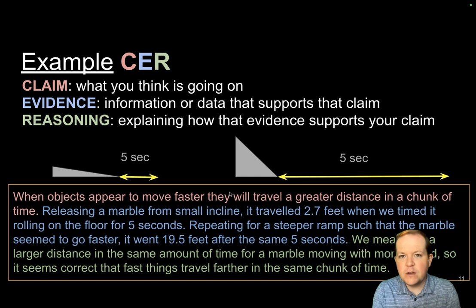Okay, so that's how we summarize our experiments. We write our claim, we include the evidence that we took probably from a lab in a science class, and then we also tie that evidence back to our claim using a reasoning sentence or two.